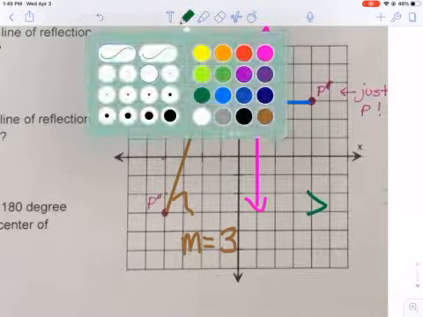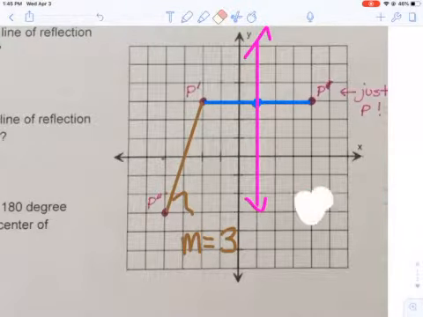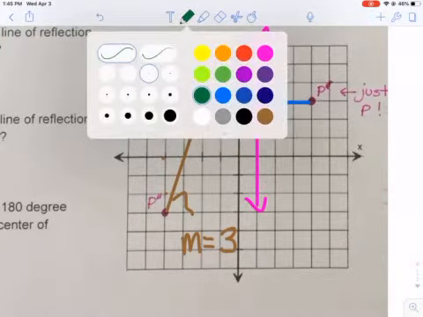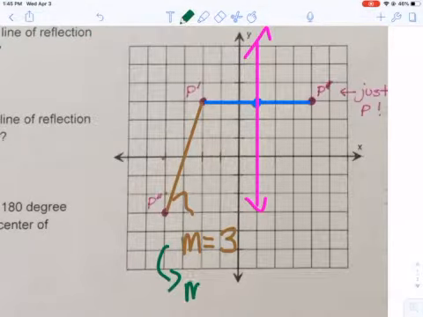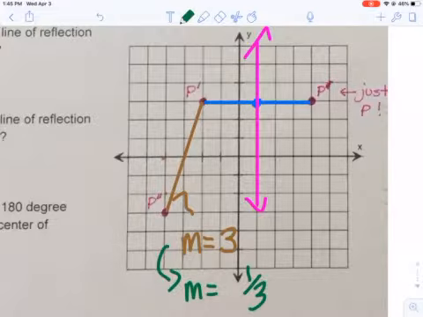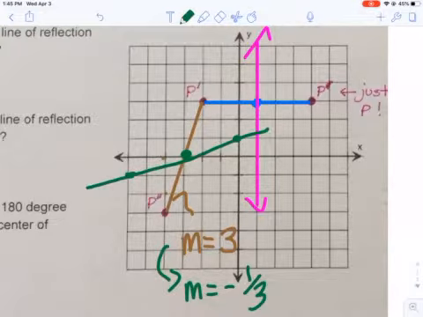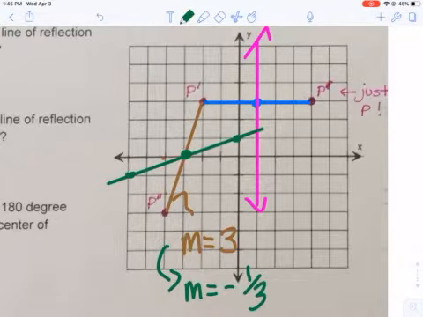Now for a perpendicular line, I need the opposite reciprocal. The opposite reciprocal of 3 is, just flip it over, I get 1/3. Opposite of positive 3 is negative, so now I get negative 1/3. So now from here, I can go from my midpoint, go up 1 over 3, and down 1 over 3. Make myself a nice little line here. Gotta love digital technology. You can get perfectly straight lines.